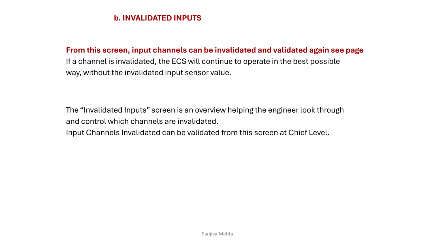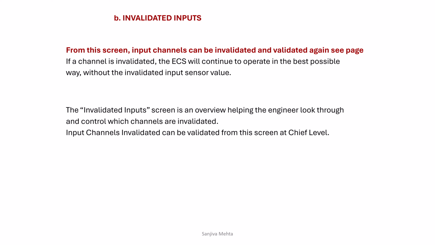From the screen, input channels can be invalidated and validated again. We'll see the page. If a channel is invalidated, the engine control system will continue to operate in the best possible way without considering the invalidated input sensor value. So it will not consider the value the sensor is giving because you have invalidated it. Sometimes a sensor can be faulty, no?